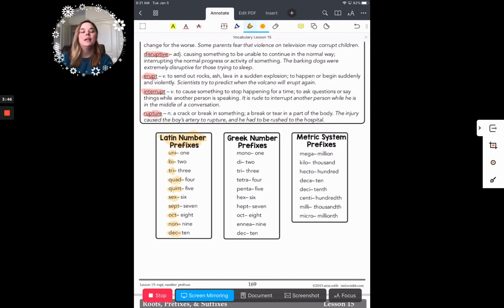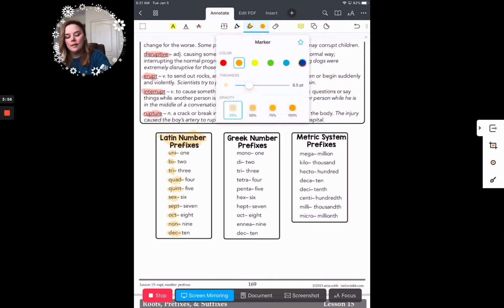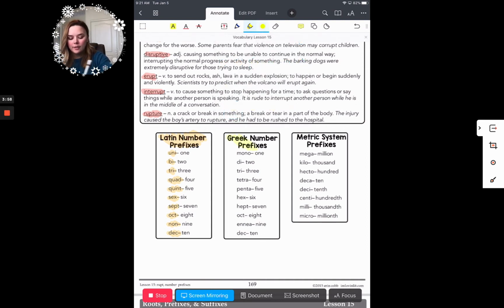Right, so if you think of like a unicycle, it's 1 wheel, or a bicycle, 2 wheels, tricycle, 3 wheels, things like that. And then we have Greek prefixes. So we have mono, 1, di, 2, tri, 3, tetra, 4, penta, 5, hex, 6, hept, 7, oct, 8, ene, 9, and des, 10.